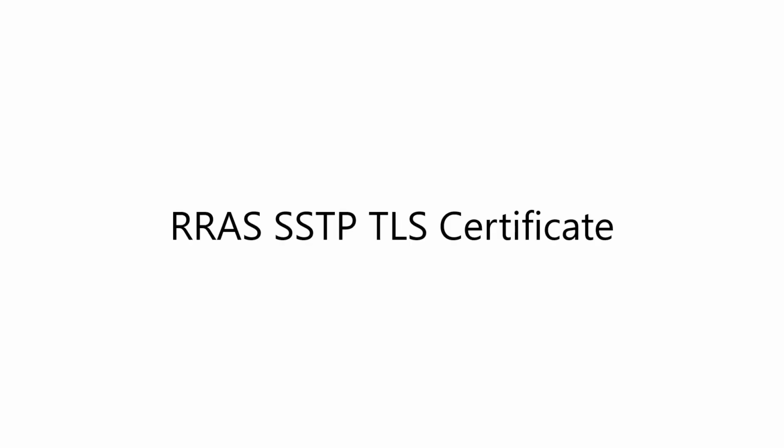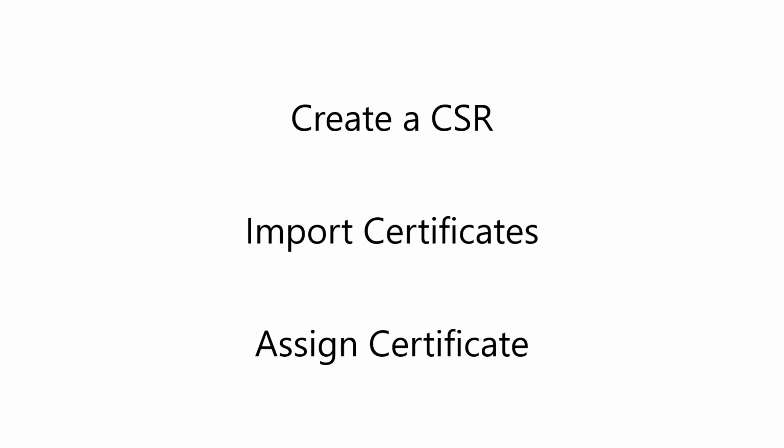In this video, I'm going to demonstrate how to request and install a TLS certificate to support the Secure Socket Tunneling Protocol, or SSTP, on a Microsoft Windows Server Routing and Remote Access Service, or RRAS server. We'll begin by creating a Certificate Signing Request, or CSR. This creates a public and private key pair on the VPN server. We'll submit this public key to a Public Certification Authority, or CA, for signing, and once we have the signed certificate back, we'll import it along with any root or intermediate certificates into their respective certificate stores. After that's completed, we'll assign the new certificate to the SSTP listener on the VPN server.